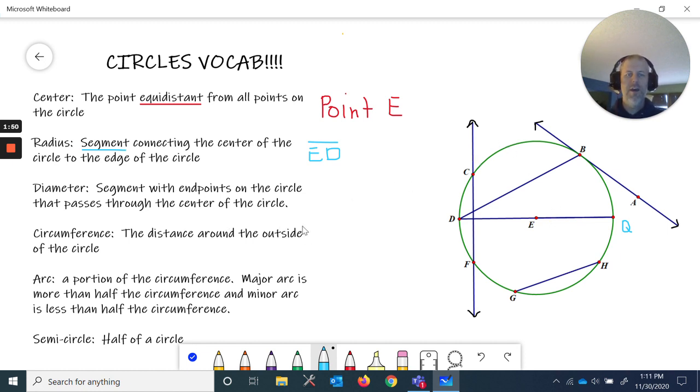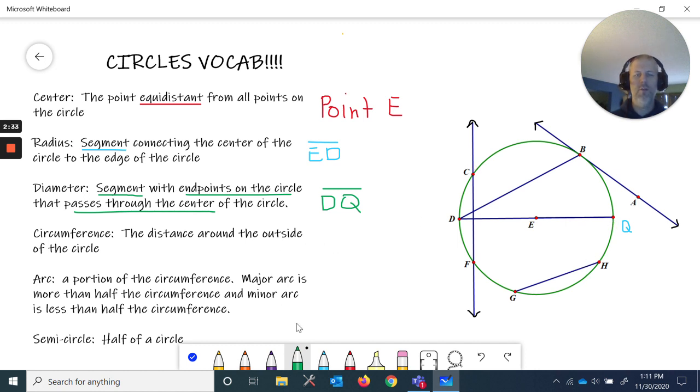The diameter is also a segment that has endpoints on the circle, and it has to pass through the center. Okay, so one example here would be DQ. So D is on the circle, Q is on the circle. It's a segment connecting those two. And E, the center we talked about, is on that segment. So that's what makes it a diameter. And another thing about the diameter is it does cut the circle into 2 equal parts. I know that this arc from D around through B to Q will be 180 degrees, the exact same measure as the arc from D through G and H all the way to Q.